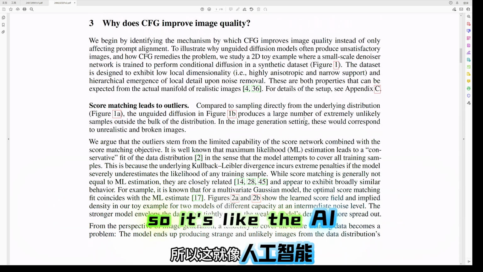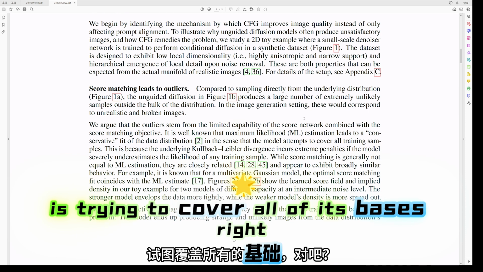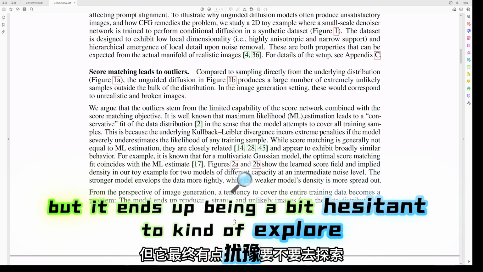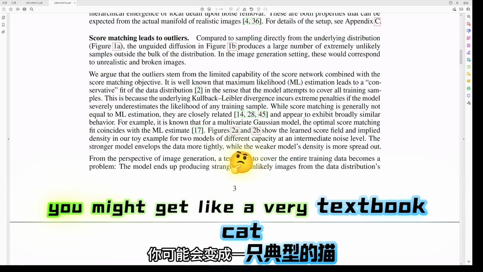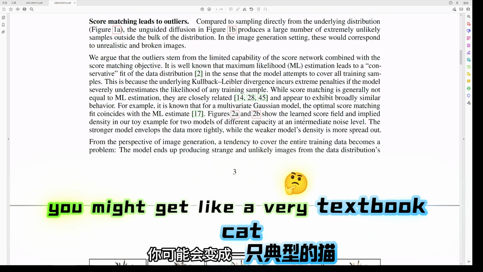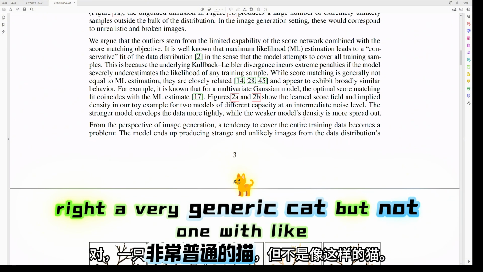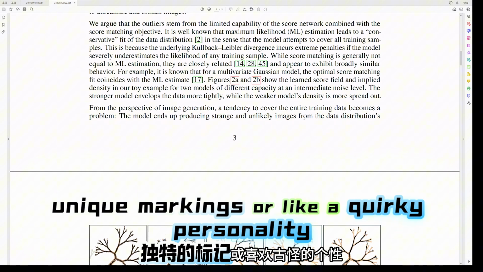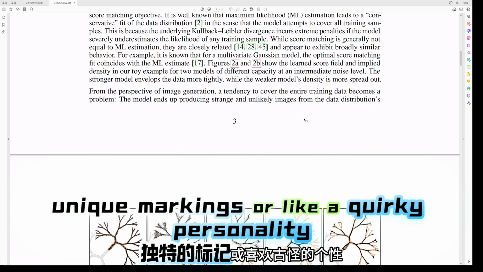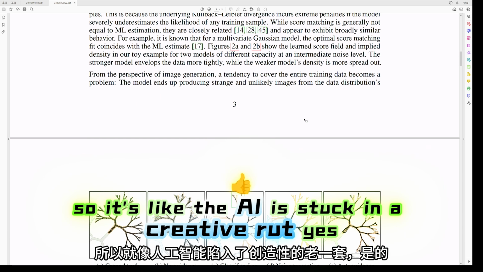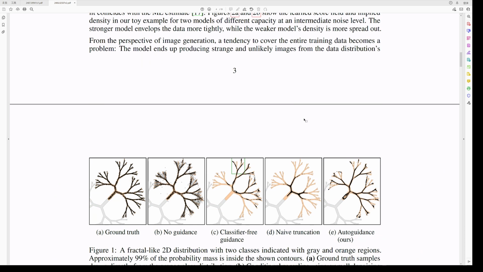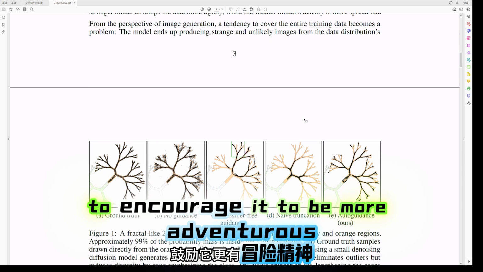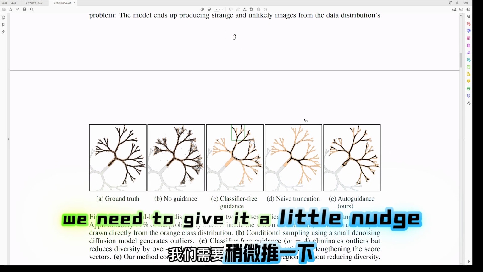So it's like the AI is trying to cover all of its bases, but it ends up being a bit hesitant to explore. So if you ask it to draw a cat, you might get a very textbook cat, a very generic cat, but not one with unique markings or a quirky personality. Exactly. So it's like the AI is stuck in a creative rut, and we need to find a way to encourage it to be more adventurous. Yeah, we need to give it a little nudge.